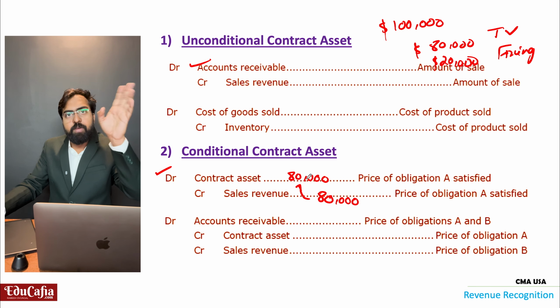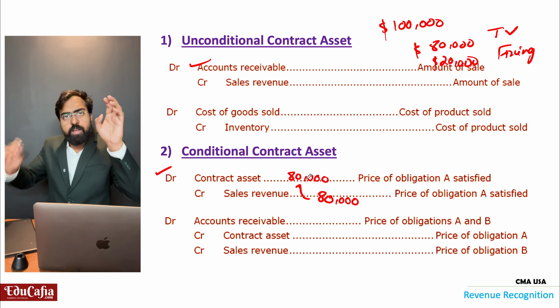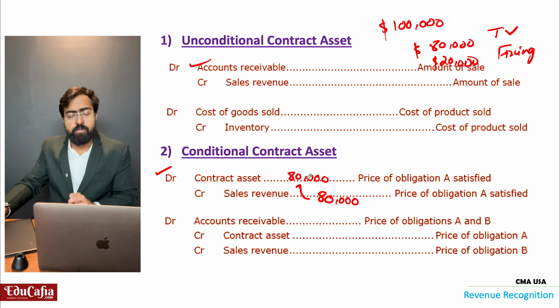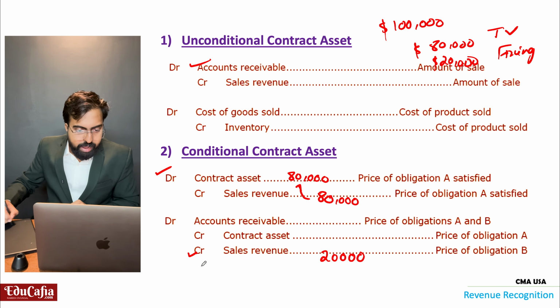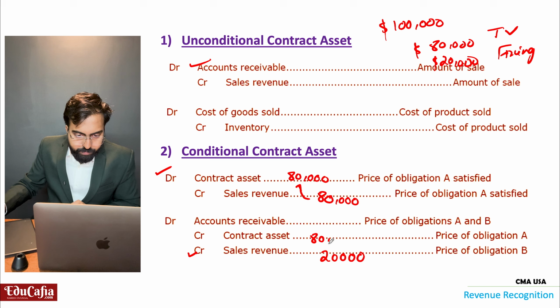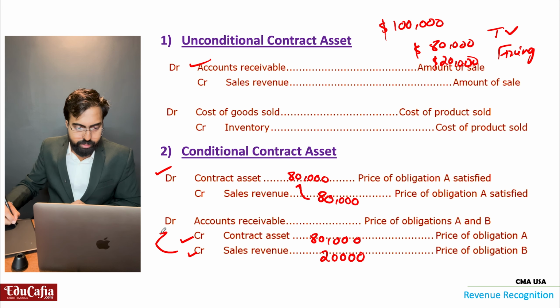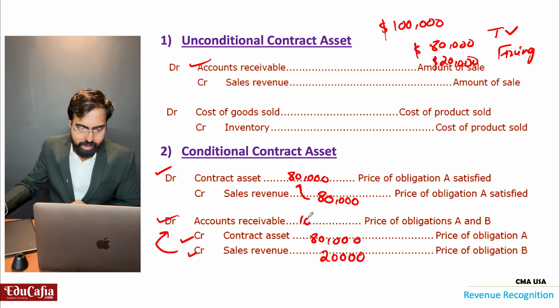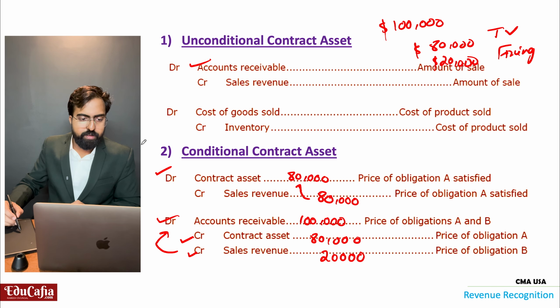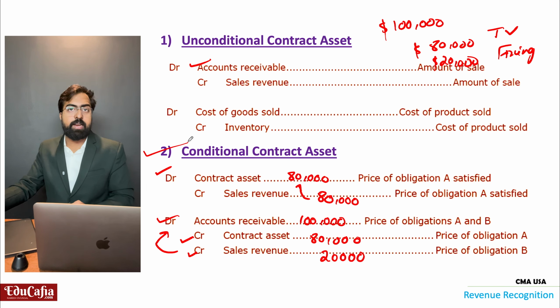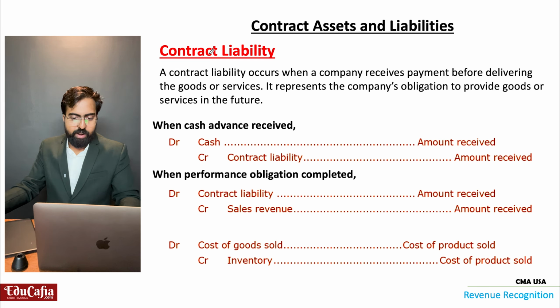So next day when I go to his or her house and fix that TV in their wall, the balance 20,000 I will show in sales revenue, and the previous 80,000 is there in the contract asset. That will go together to accounts receivable, 1 lakh. You got it? So this is the journal entry for the conditional contract asset, and this is the journal entry for the unconditional contract asset.